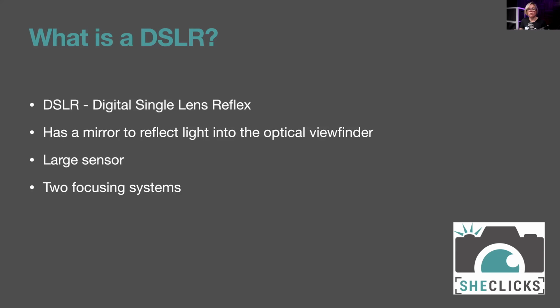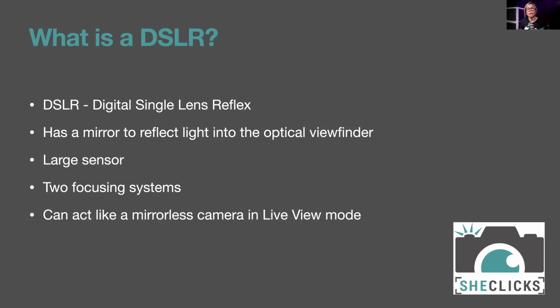DSLR cameras actually have two focusing systems, and we get very used to just saying, oh, it's got however many focus points and this, that, and the other, but they actually use two focus systems. There's one for use when you're using the viewfinder, and there's one for when the camera is in live view mode and you're composing the image on the screen on the back of the camera.